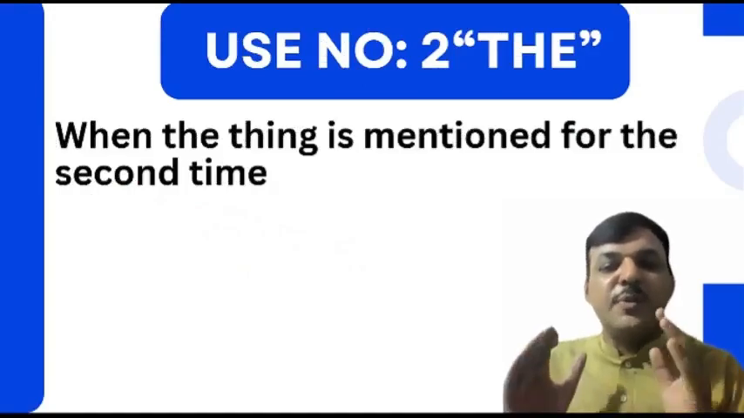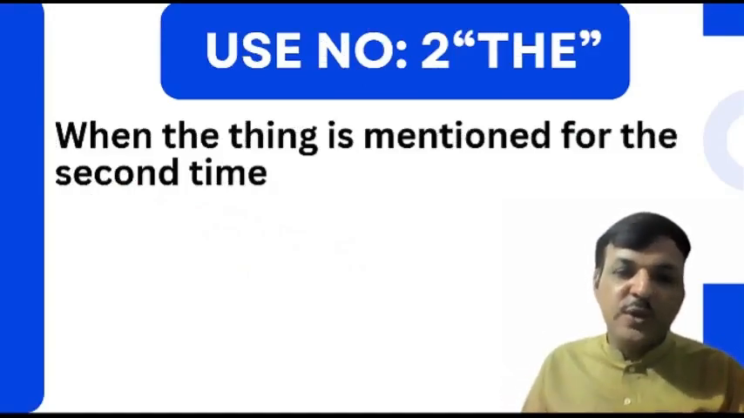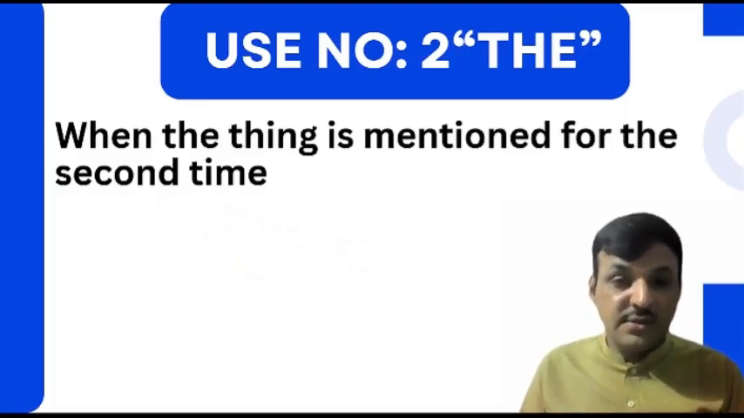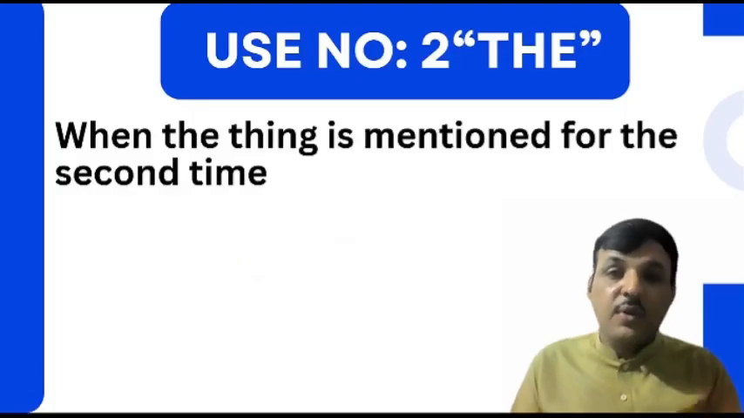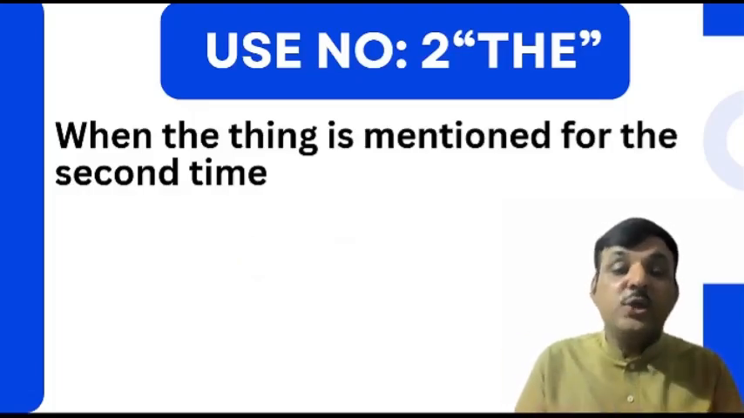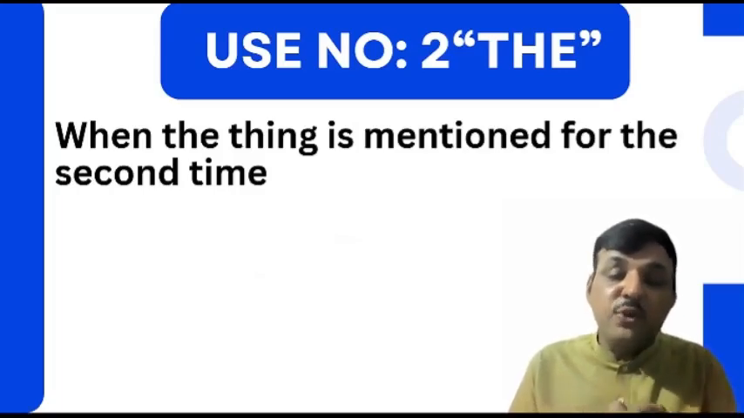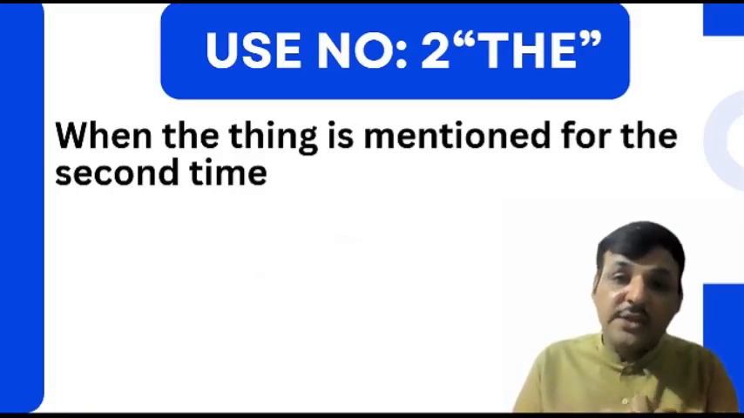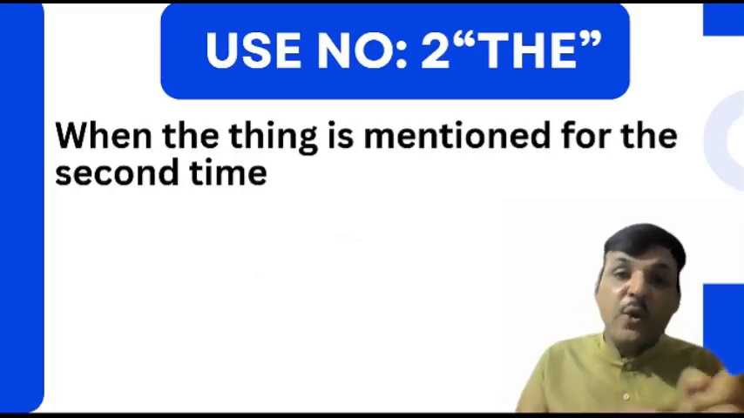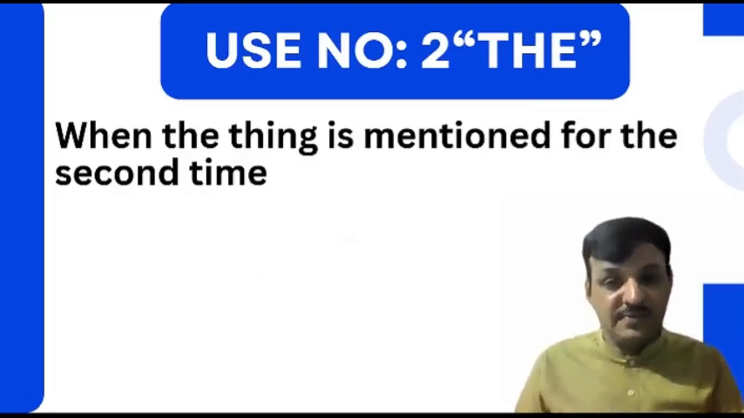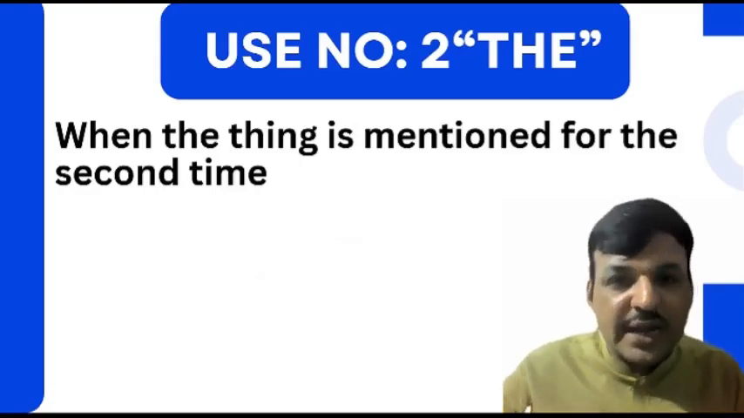Now let's learn use number 2 of "the". We use it when the thing is mentioned for the second time. Suppose I say, I saw a cat. The cat was running. In the first sentence, you can notice I used the article "a", and for the second time, I am using "the" with the cat. For the first time, we use "a" or "an" with the thing, and for the second mention, we use the article "the". Let's go to the example to understand better.